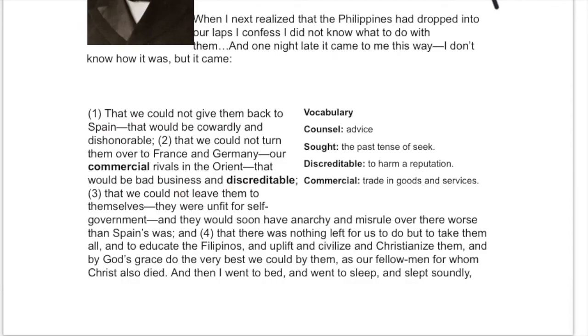Three, that we could not leave them to themselves. They were unfit for self-government, and they would soon have anarchy and misrule over there worse than Spain's was. And fourth, that there was nothing left for us to do but to take them all and to educate the Filipinos and uplift and civilize and Christianize them, and by God's grace do the very best we could by them, as our fellow men for whom Christ also died. And then I went to bed, and went to sleep, and slept soundly. And the next morning I sent for the chief engineer of the War Department, our map maker, and told him to put the Philippines on the map of the United States.